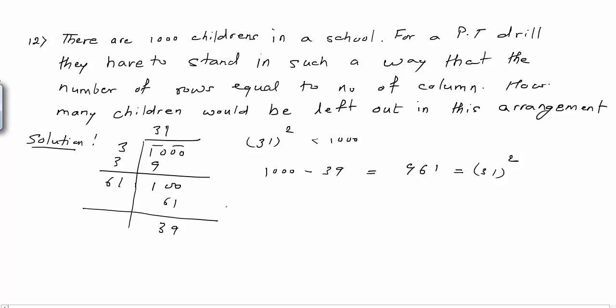So the problem, how many children would be left out of this arrangement? So number 39. So I will say that 39 children would be left out in this arrangement.